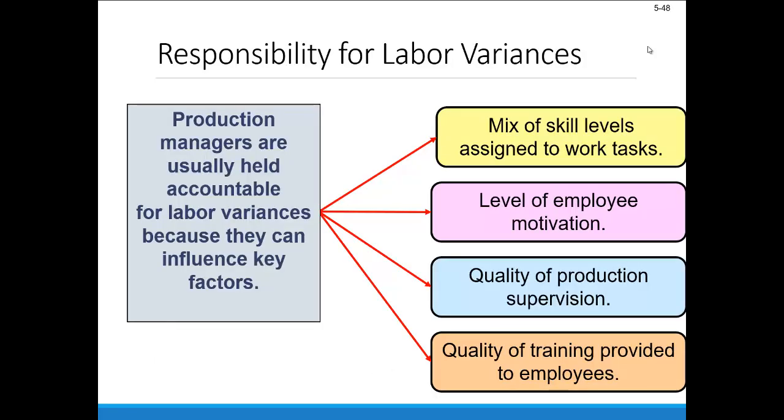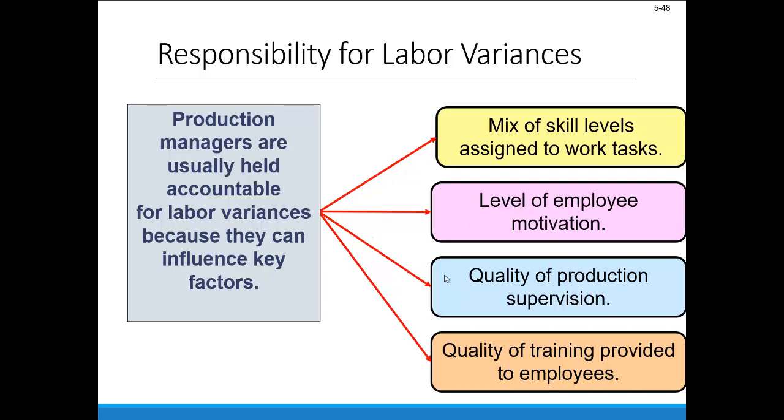Let's talk a little bit about responsibility as we did with materials. Production managers are usually held accountable for labor variances because they influence a whole bunch of factors that should relate to how labor is used or what it costs. They determine the mix of skill levels assigned to work tasks, right? They're making schedules, getting different people assigned to different roles within that production process. They certainly have a significant influence on the level of employee motivation. Those of you that have worked either part-time or full-time before, you may have had good managers and bad managers, or somewhere in between. Those certainly affect employees' motivation, their willingness to put forth maximum effort, and so on. So that would be another factor that might affect these variances.